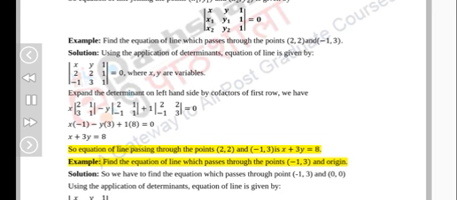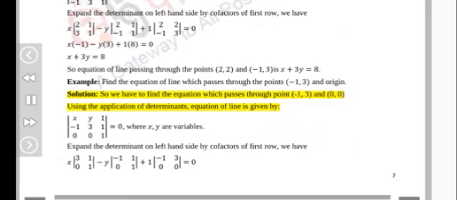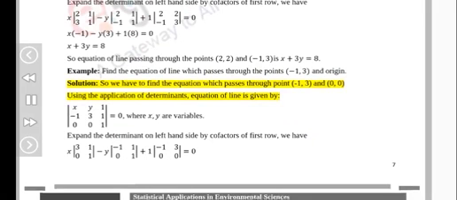Example: find the equation of the line which passes through the points (-1, 3) and the origin. Solution: we have to find the equation of the line which passes through the points (-1, 3) and (0, 0). Using the application of determinants, the equation of the line is given by the determinant with rows x y 1, -1 3 1, 0 0 1 equals 0, where x, y are variables.